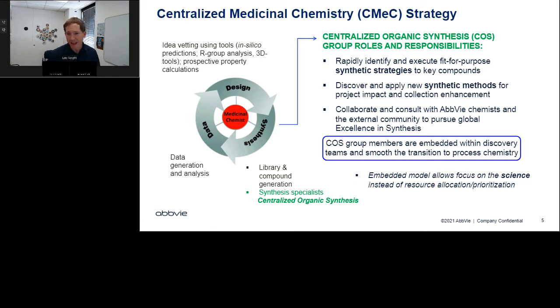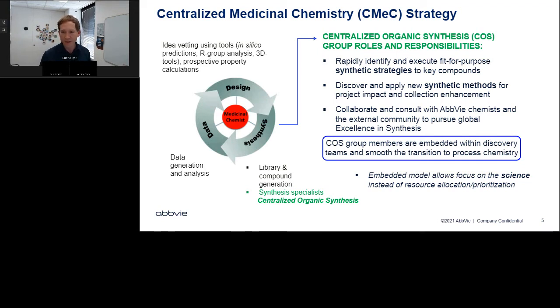How we function day to day is as embedded members of discovery teams. So this really allows us to focus on the science instead of resource allocation and prioritization. So everyone in the group, including myself, can spend the majority of our time in the lab solving scientific problems instead of worrying about whether we're making the right molecules or not. And we also really do what we can to smooth the transition to process chemistry. Since we're focused on how molecules are made, that helps in the transition from discovery to process.